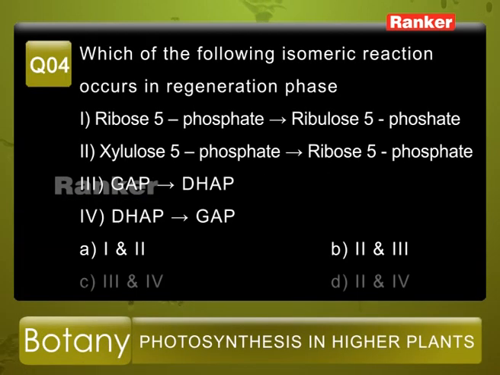Question number 4. Which of the following isomeric reactions occurs in the regeneration phase? 1. Ribose 5-phosphate giving rise to ribulose 5-phosphate. 2. Xylulose 5-phosphate giving rise to ribulose 5-phosphate. 3. GAP giving rise to DHAP, and 4. DHAP giving rise to GAP. The given options are A 1 and 2, B 2 and 3, C 3 and 4, D 2 and 4.